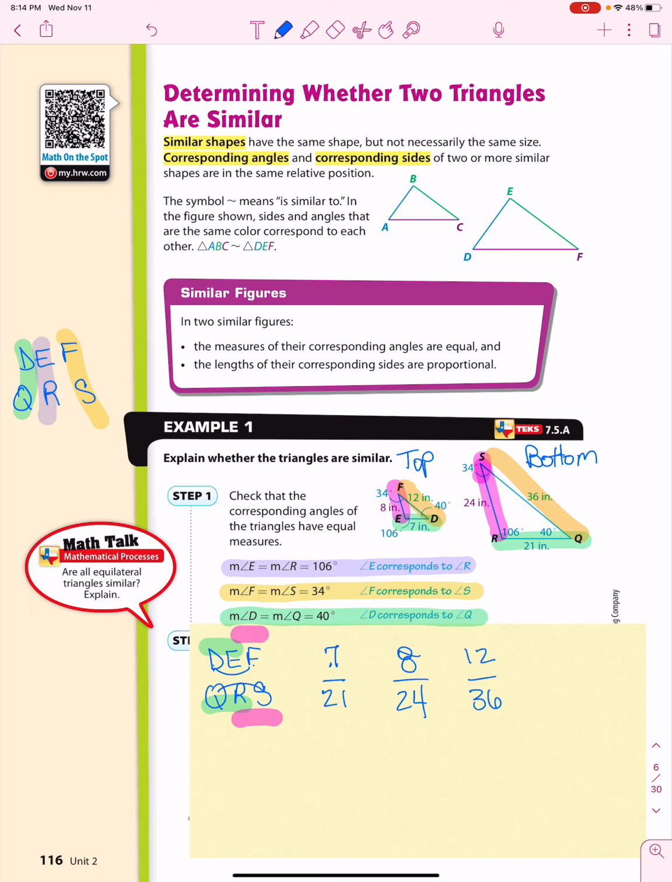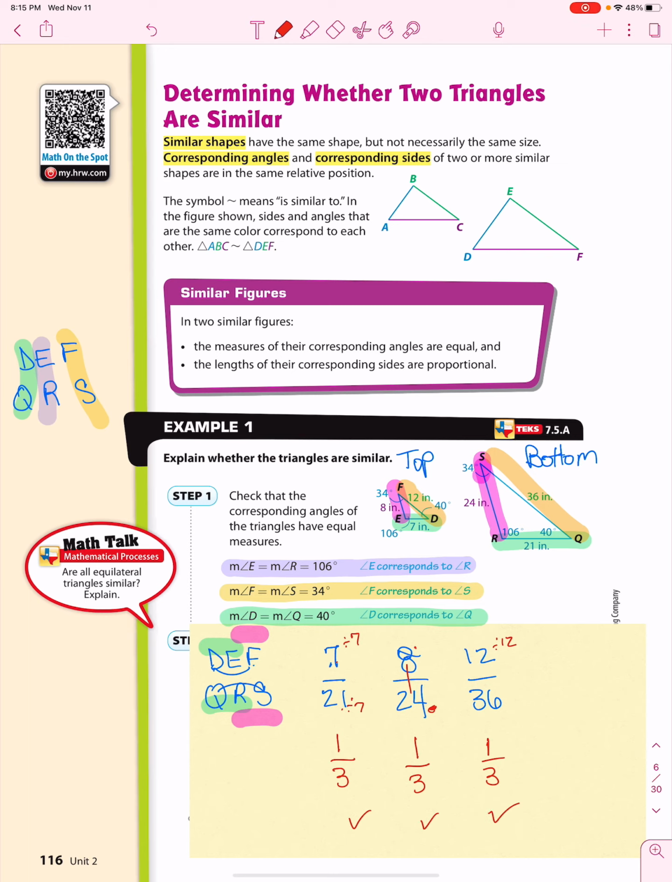So 7 over 21, I can divide that by 7. And 7 will go in here 1 time. 7 will go in here 3 times. The second ratio, I can simplify by 8s. 8 will go in here 1 time, and 8 will go in here 3 times. The third ratio, I can simplify by 12s. 12 will go in the numerator 1 time, and 12 will go in the denominator 3 times.